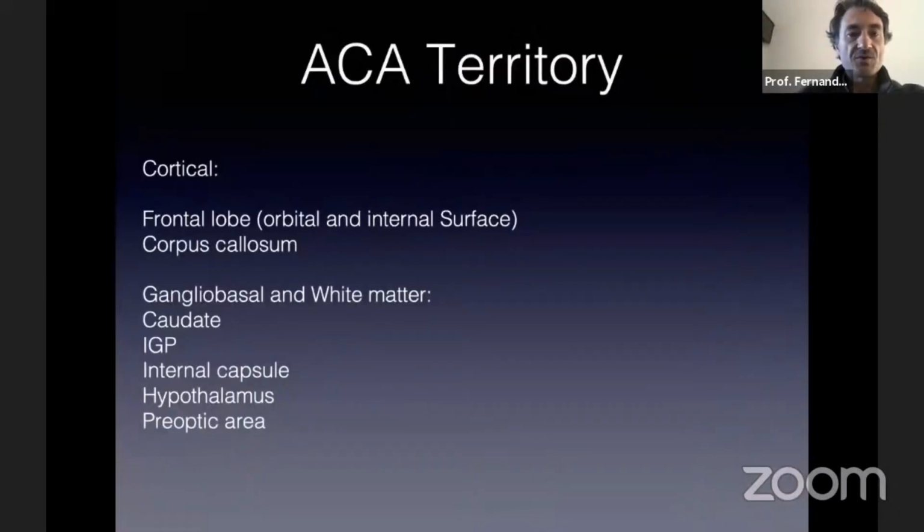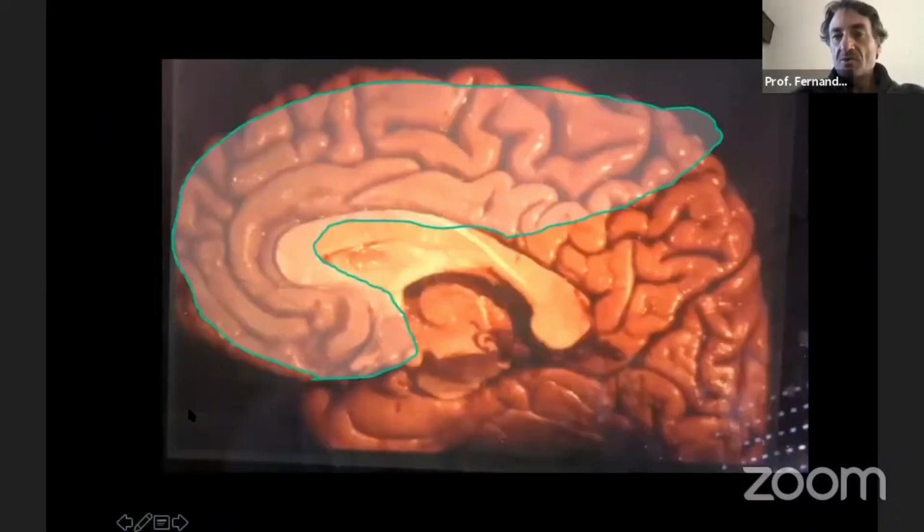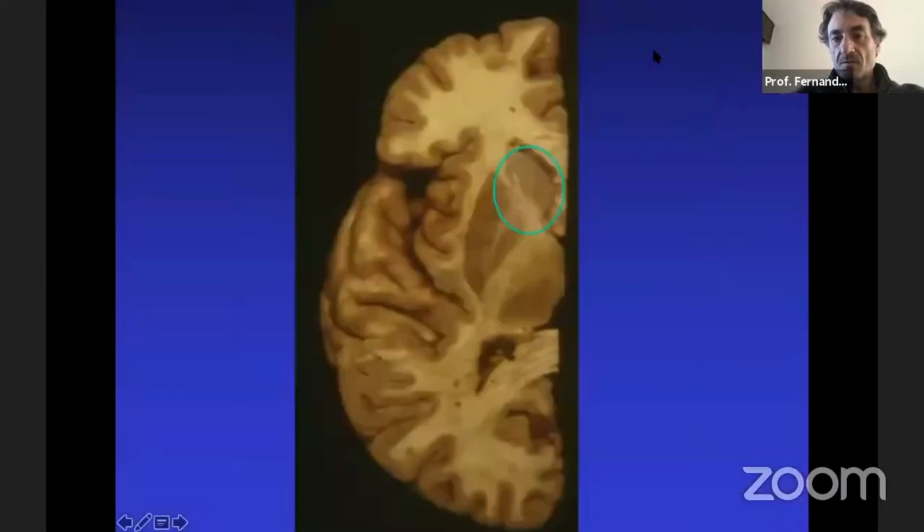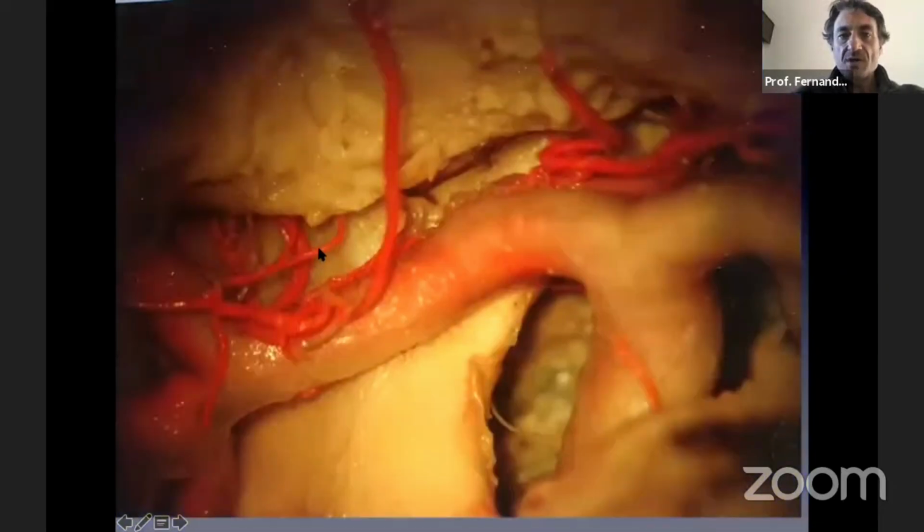So the territory of this artery is mainly the frontal lobe, orbital and internal surface, the corpus callosum, and the head of the caudate nucleus, the globus pallidus internus, the anterior arm of the internal capsule, hypothalamus, and preoptic area. So we can see here the territory of the artery, and the branches go into the preoptic area. This is A1, optic nerve, and lamina terminalis.